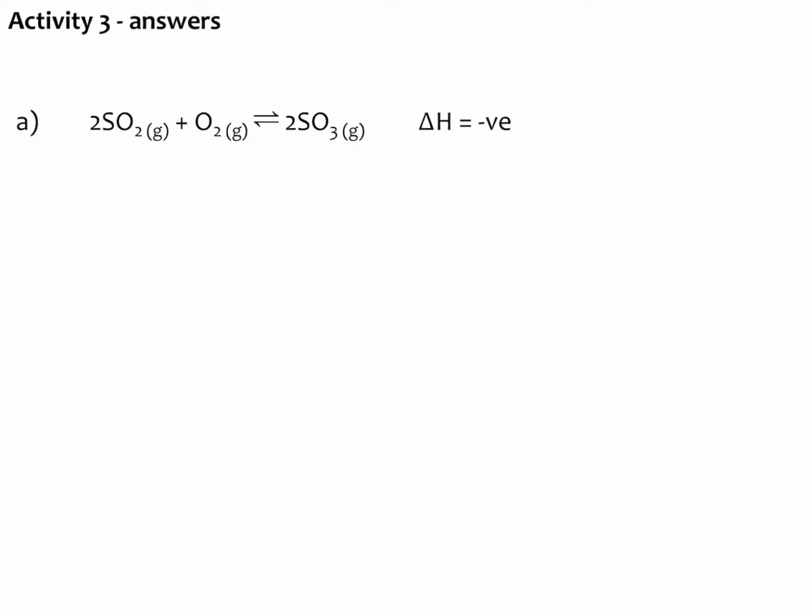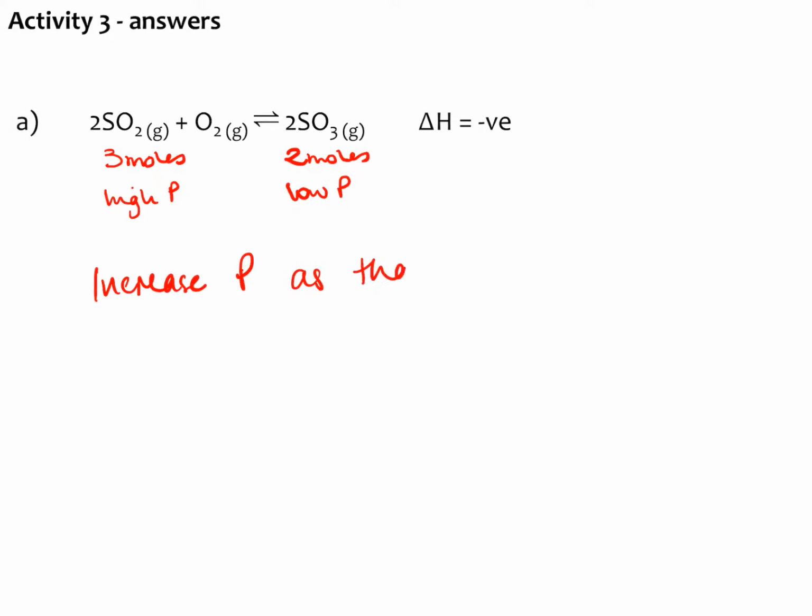Okay, answers then. For A, what we've got is 2SO2 plus O2 forming 2SO3. We have on the left hand side 3 moles of gas, and on the right hand side we have 2 moles of gas. So the left hand side will be a high pressure situation and we have a low pressure on the right. We therefore want to increase the pressure, as that will shift equilibrium to the right hand side to favour fewer moles.